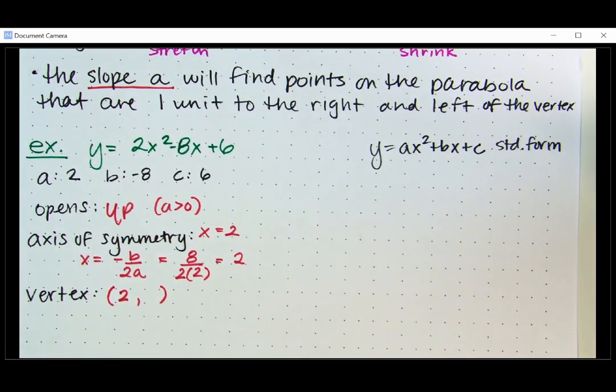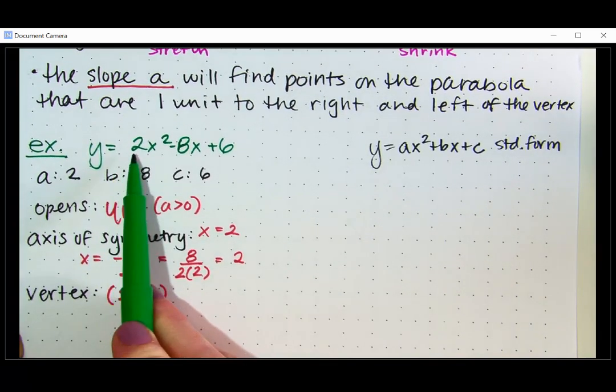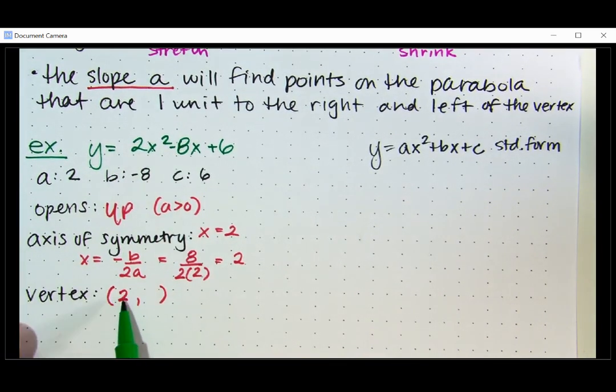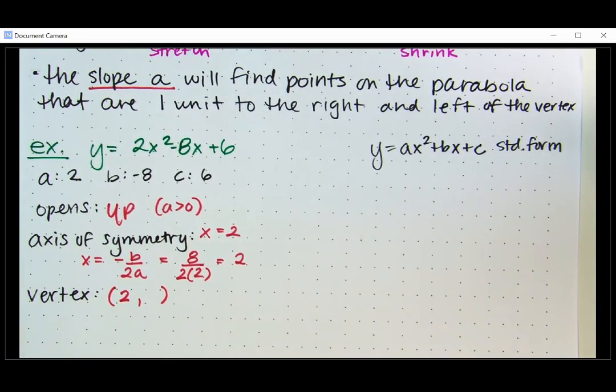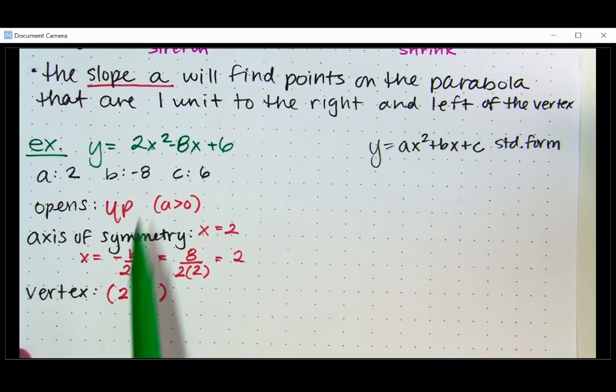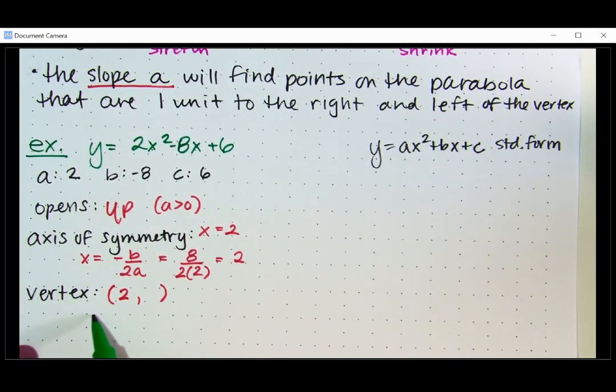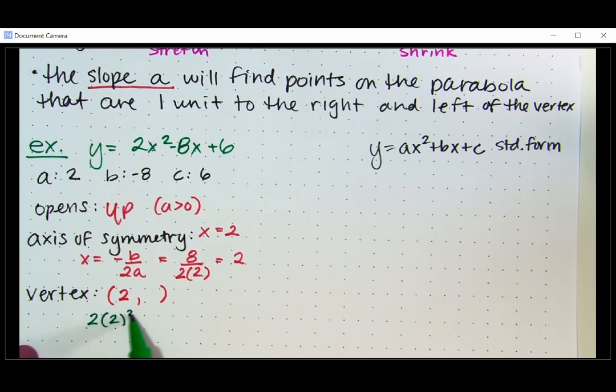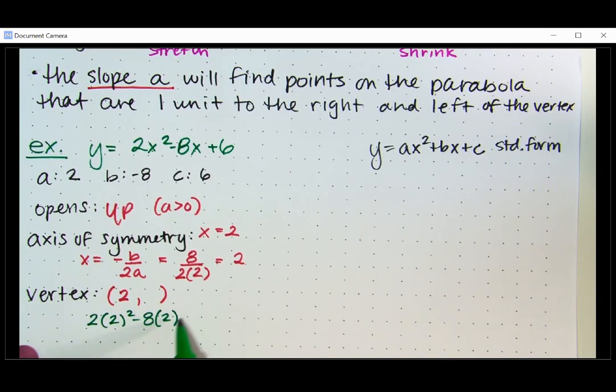So what we're going to do is take my original equation here, and replace the x with a 2. If I know one of the coordinates of my vertex, all I have to do is substitute it to find the other coordinate, right? Because this is a function. So I'm going to have 2 times 2 squared minus 8 times 2 plus 6.